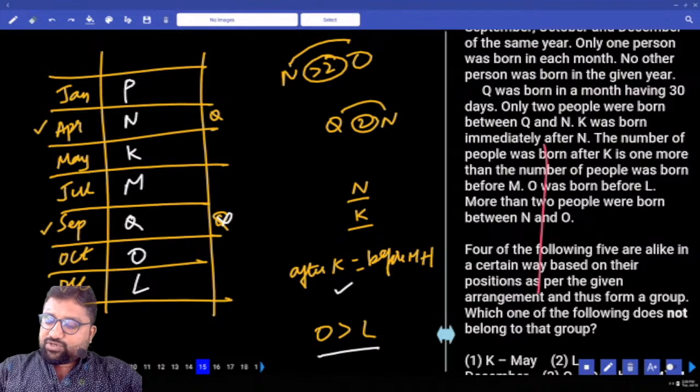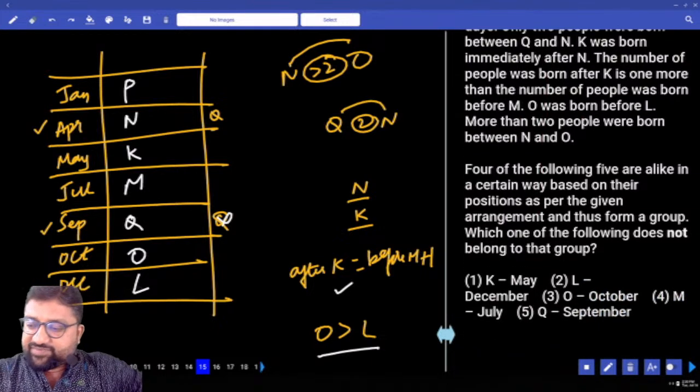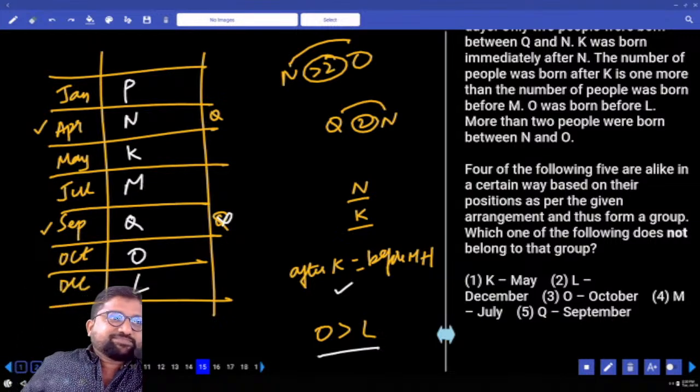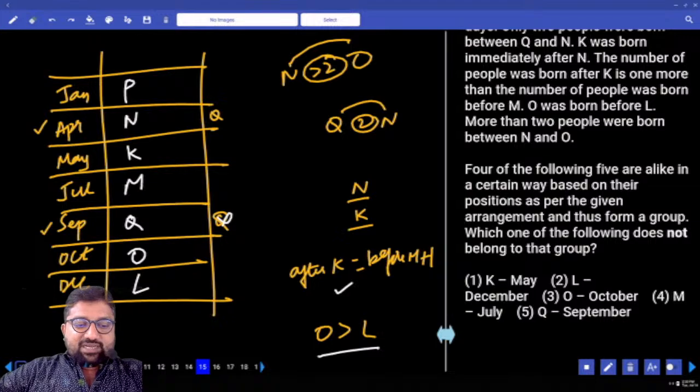1. 4 out of the following 5 are alike in a certain way based on their positions as per the given arrangement and thus form a group. Which one of the following does not belong to the group? K, May. Same month. L, December. Same. O, October. Same. M, July. Same. Q, September.